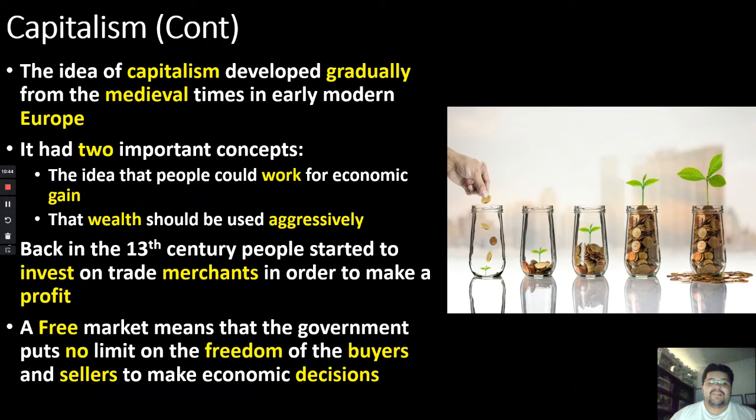Now, free market means that the government puts no limit on the freedom of the buyers and sellers when it comes to economic decisions. So if you want to buy 10,000 pair of Jordans, go for it. Okay? Go for it. The government's not going to be like, hey, you can't buy that many. If you want to buy 100,000 little stickers, sure, go for it. No one's going to tell you, no, you can't do that. People might advise, but the government's not going to step in and go, no, no, 5,000 stickers, that's your max. They're not going to do that. Okay.